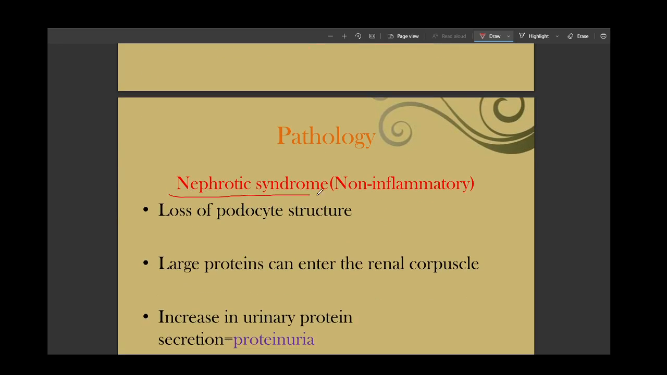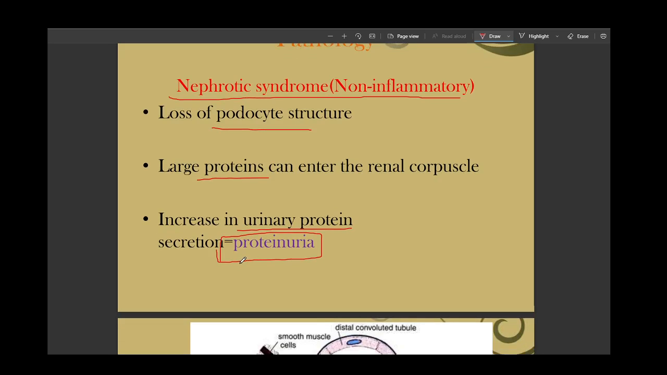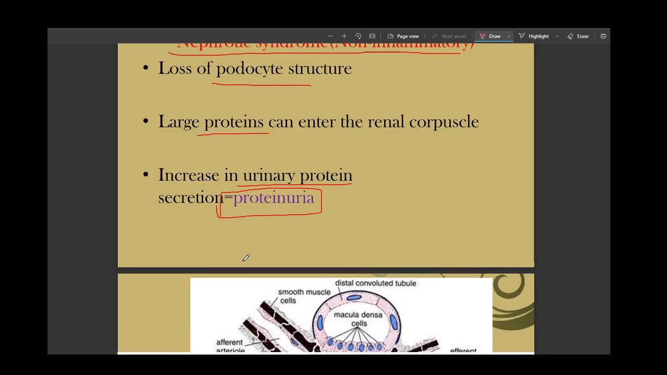Okay, nephrotic syndrome. Basically, there is a loss of podocytes, and the slits become enlarged, and then proteins can pass through, increasing urinary protein secretion, which causes proteinuria. Also, it can let blood into the urine too. Proteins and blood can both be found.